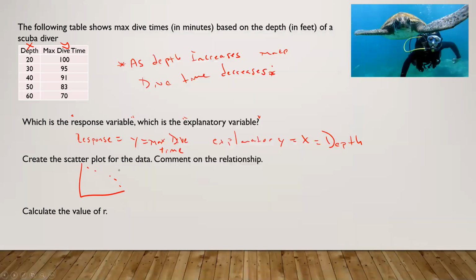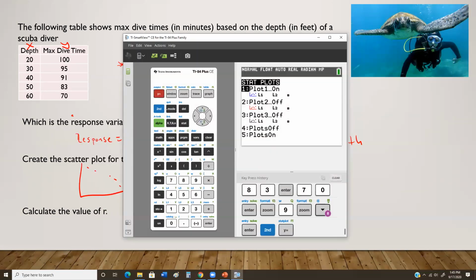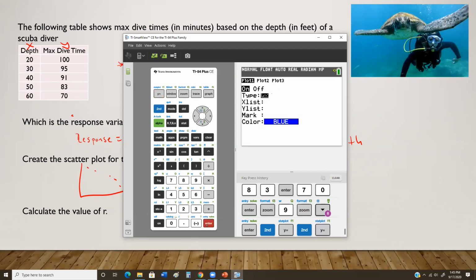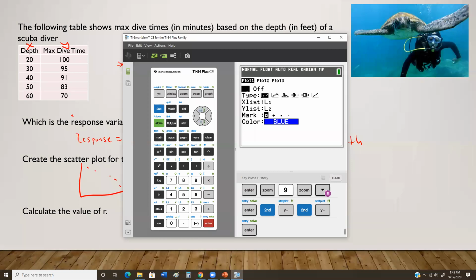All right. So here, comment on the relationship. Using the terminology in the class, does this look like a linear relationship? So how to turn on stat plot? You went second function stat plot, and where it says plot 1, you hit enter. And you just make sure it says on and that this graph is highlighted.